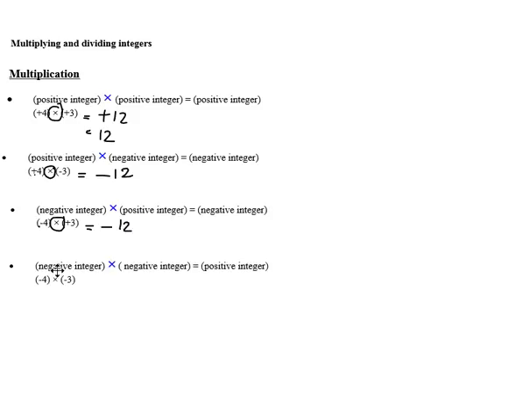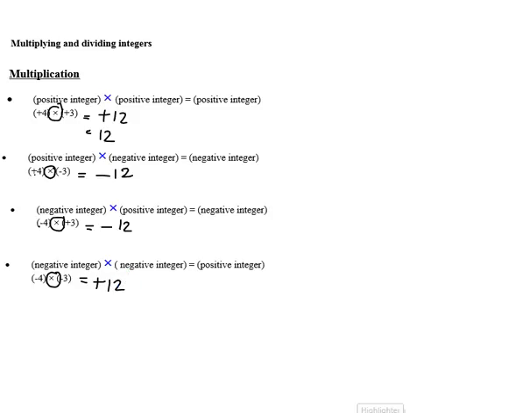A negative integer multiplied by a negative integer will result in a positive result. So a negative multiplied by a negative will be positive, and that is 12.